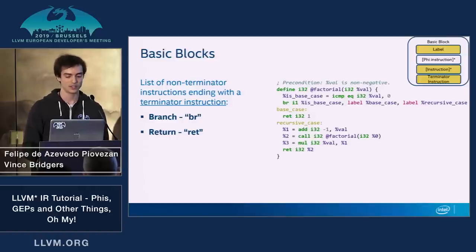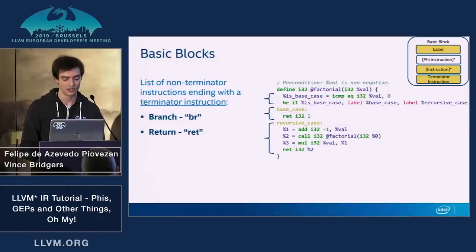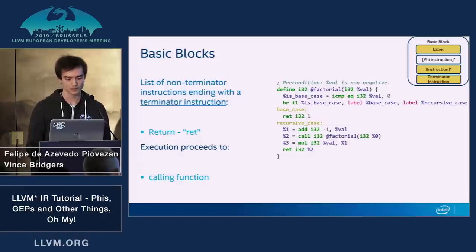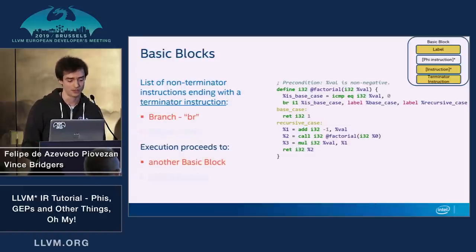So going back to our example, we can see that we have our first basic block that just has a comparison, and it terminates with a branch instruction. We have our base case, which simply contains a terminator instruction, and our recursive case also terminates with a return statement. So when we have a return statement, this is essentially transferring the execution of the program to the calling function. Whereas for branch statements, we transfer the control flow to another basic block.